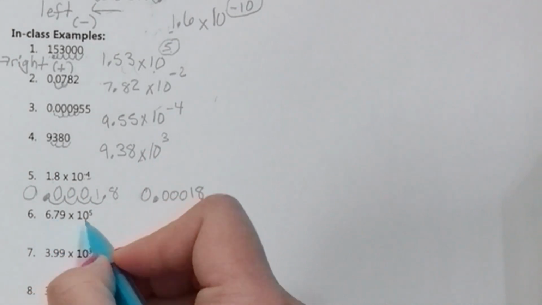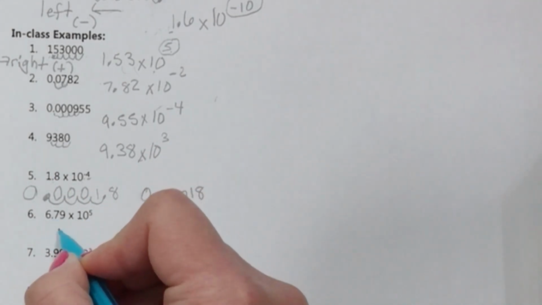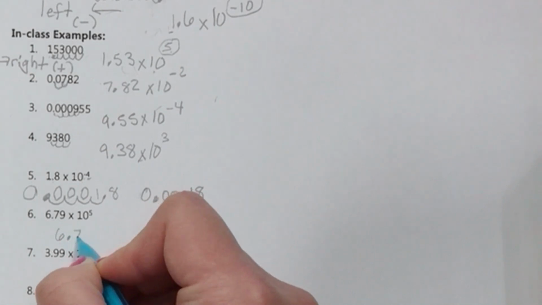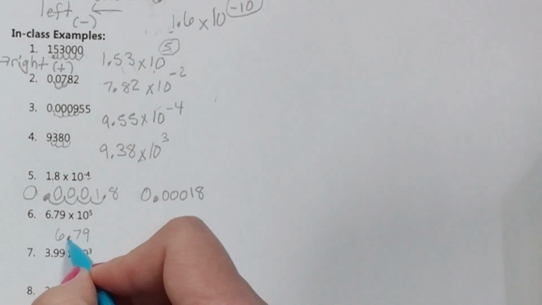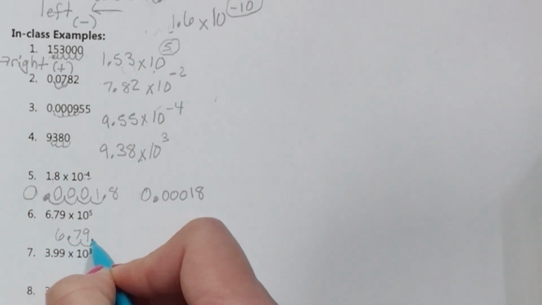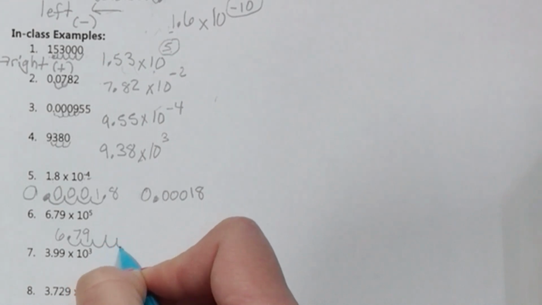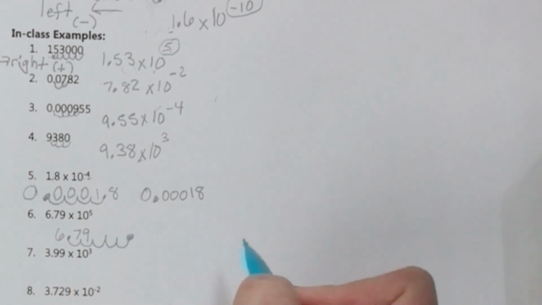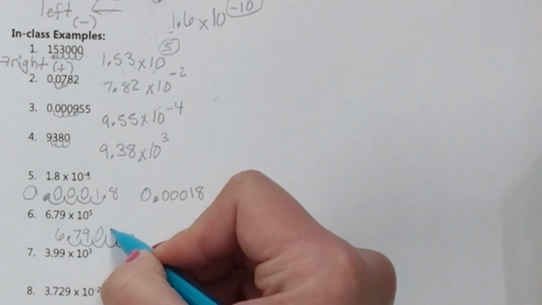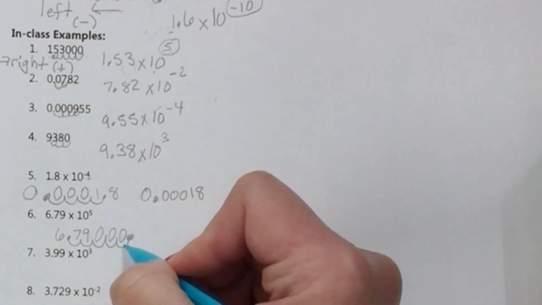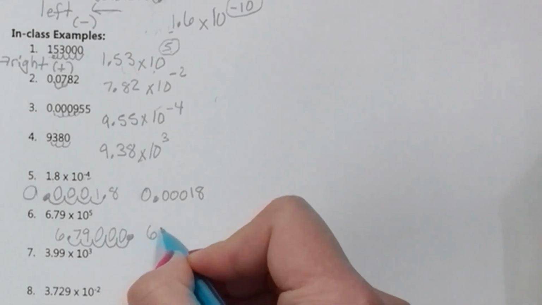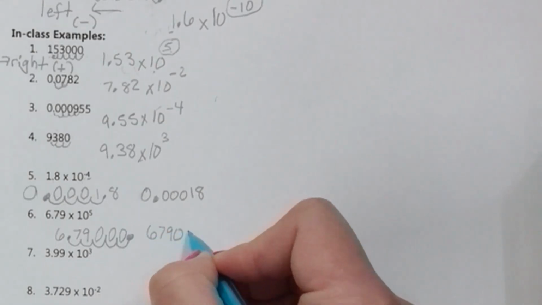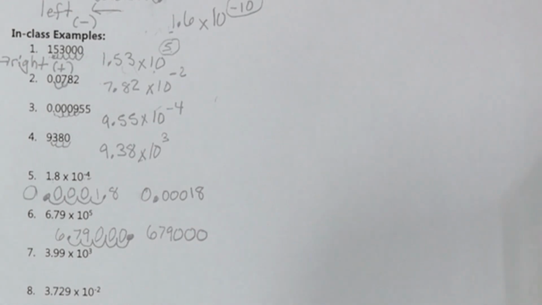All right, 6.79 times 10 to the 5th. 5 is a positive value, which means I'm going to move my decimal place to the right 1, 2, 3, 4, 5 times. So I have to fill in my zeros. Each one of these times that I move it is a 0. So that is 6, 7, 9, 0, 0, 0.